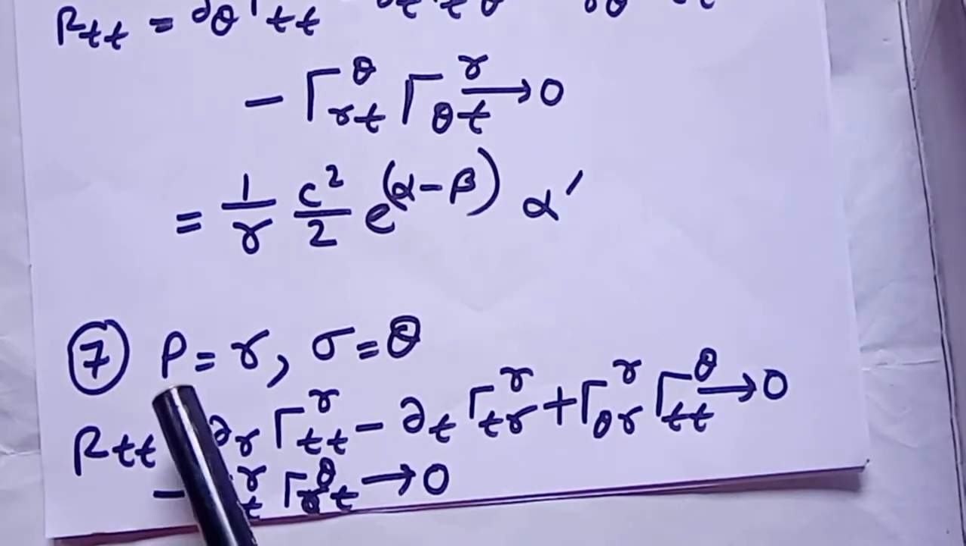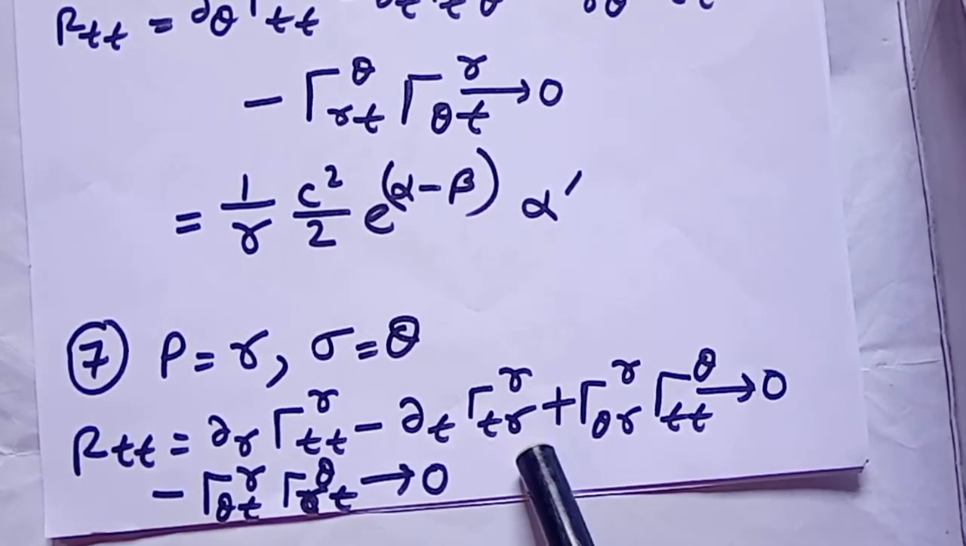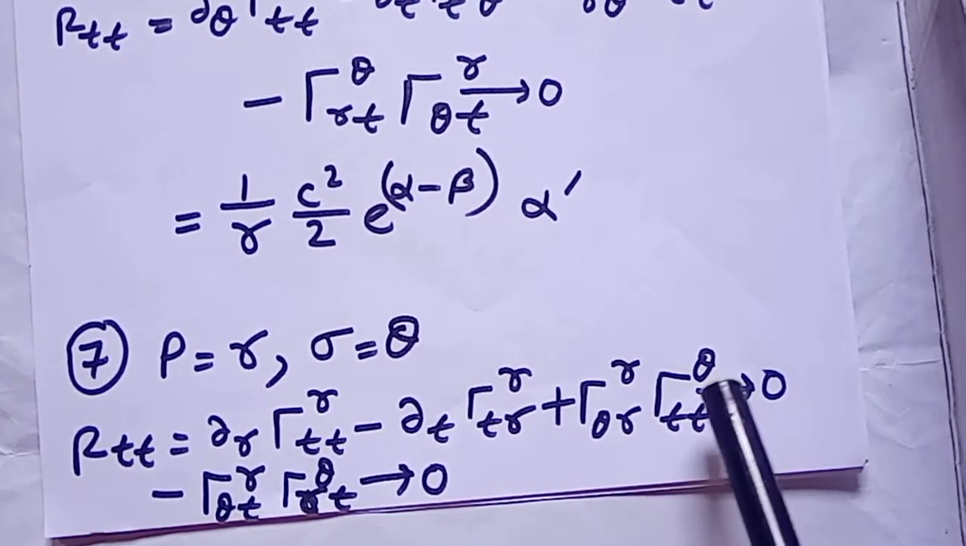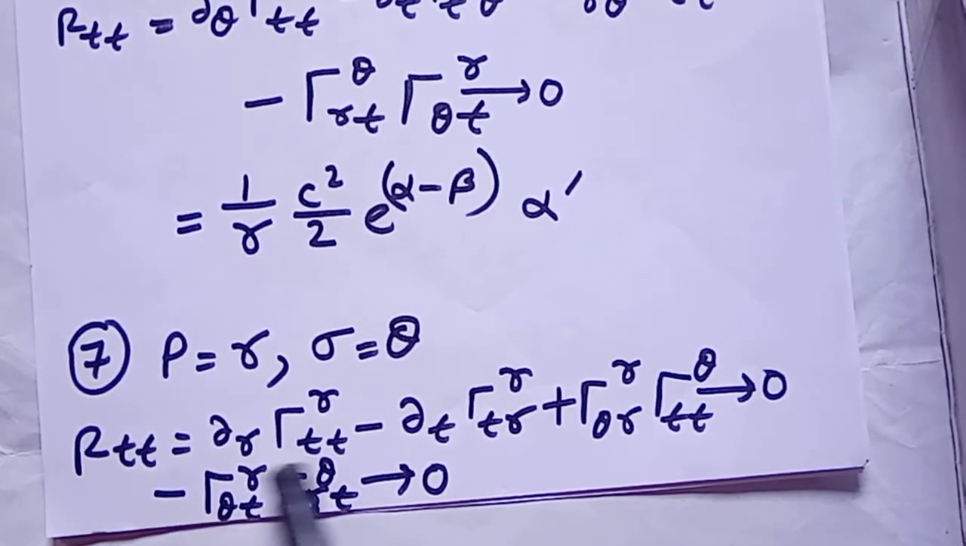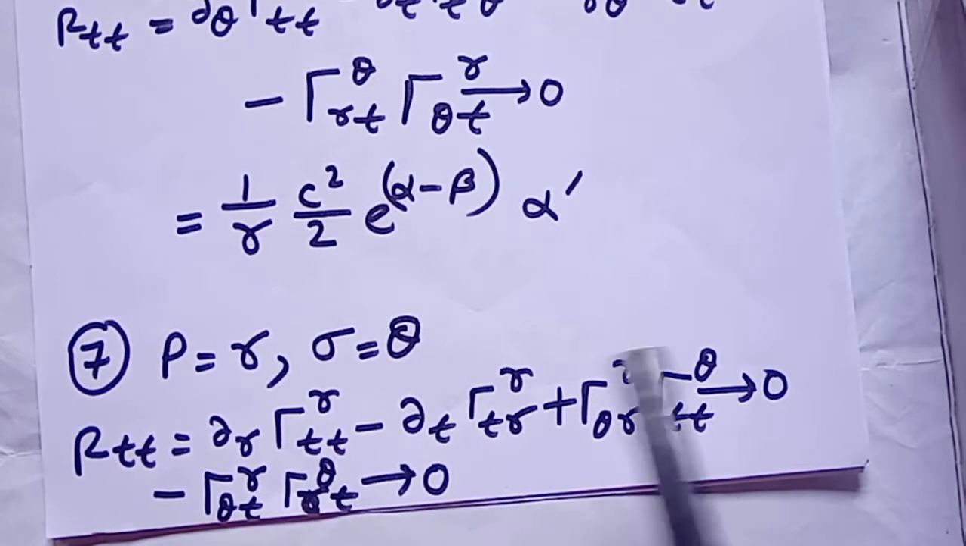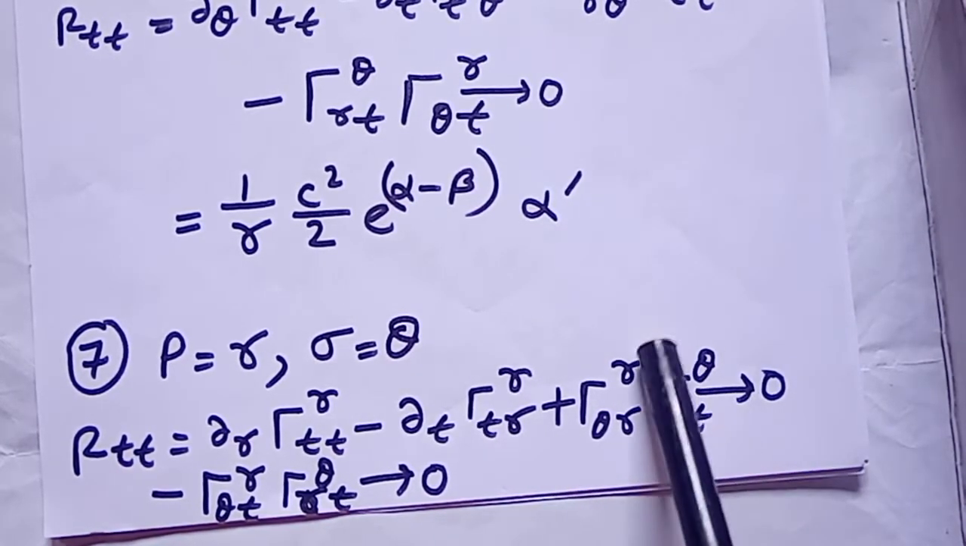Next combination, rho equal to r and sigma equal to theta, we have the Christoffel symbols del_r Gamma^theta_tt minus del_t Gamma^theta_rt plus Gamma^r_r theta Gamma^theta_tt minus Gamma^r_theta t Gamma^theta_rt, which is the theta t and theta t. This is the Christoffel symbol with the combination of theta t, this should be 0, and this is the Christoffel symbol with the theta tt, this should be 0.